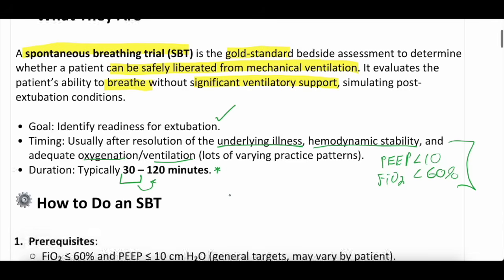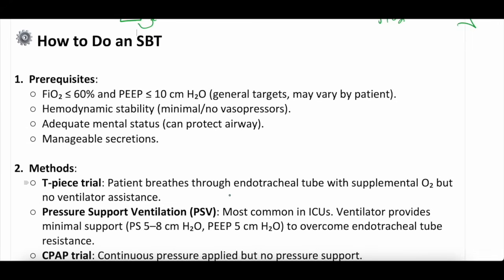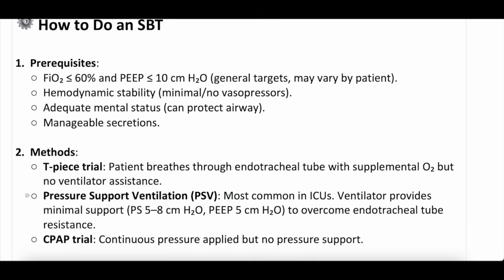So how do we actually do the spontaneous breathing trial? Well, it'd be easy if there was just one way to do it, but there's not. So the first thing when you're talking about it is, do they meet some of those prerequisites we mentioned, right? FiO2 less than 60%, PEEP less than 10, depending on who you are. Might vary per patient, but are they oxygenating well enough without significant ventilator support? Are they ventilating, right? Are they not hypercapnic? Do they not have acute hypercapnia, where they're able to ventilate well enough on their own? Do they have some degree of hemodynamic stability or hemodynamic improvement? Do they have an adequate mental status? Can they protect their airway? If you were to extubate them, are they able to protect their airway?